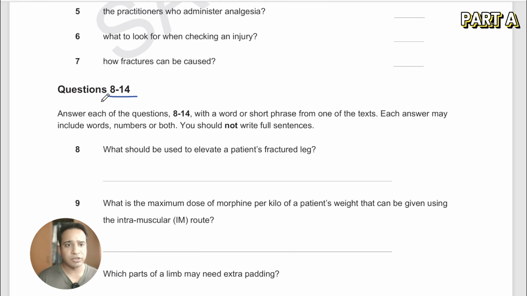Now let's look at the questions from 8 to 14. We have questions and we have to answer in a word or phrase. Question number 1. What should be used to elevate a patient's fractured leg?